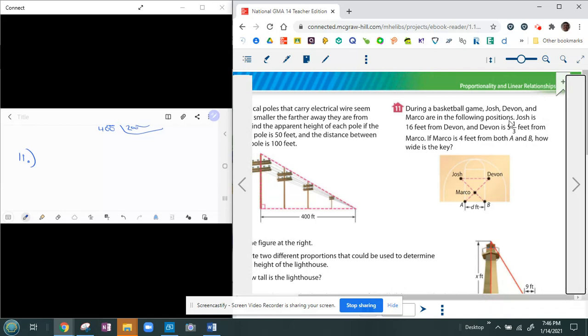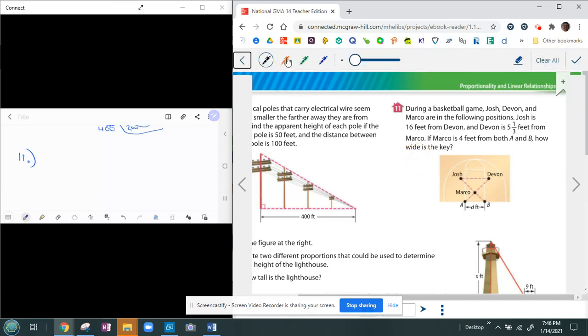All right, we got these guys in position. Josh is 16 feet from Devin. So we got 16 feet right there. And Devin is 5 1/3 feet from Marco. Just a matter of labeling this.